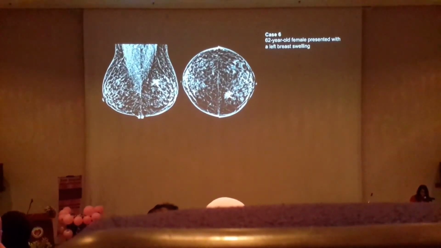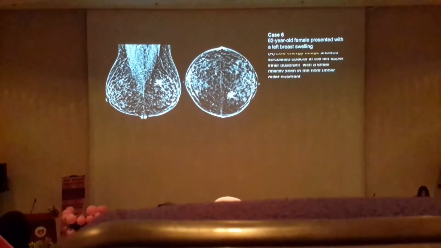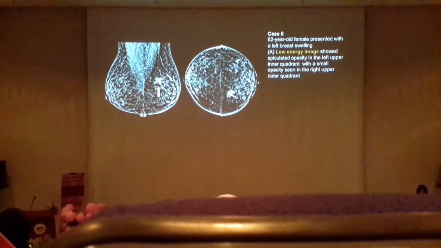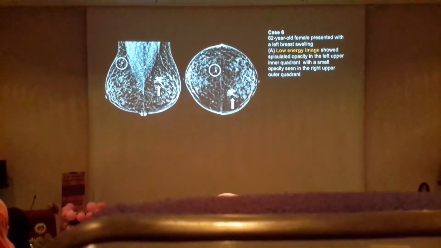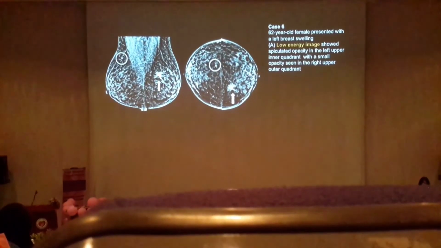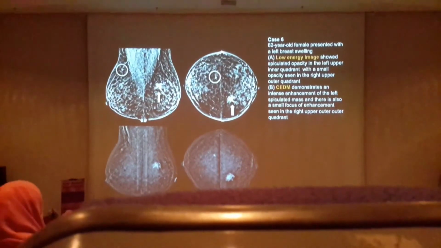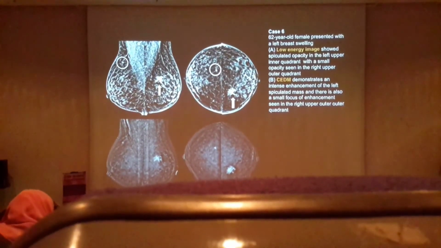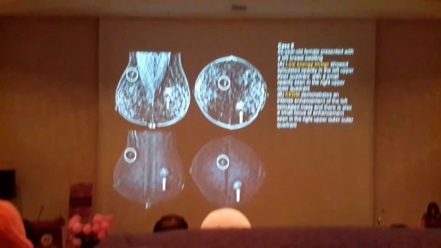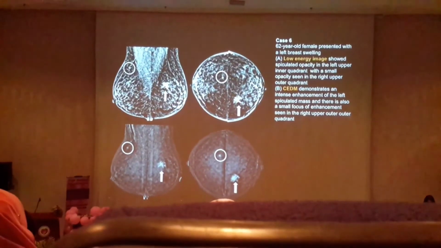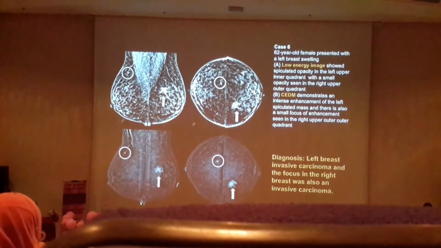So this is another case, a 62-year-old female presented with a left breast mass. We can all see the mass in the left breast. We did a contrast. We noticed a small little density in the right breast, in the upper outer quadrant, but we couldn't find it on ultrasound. We did an ultrasound again and managed to find the lesion. There was an intense enhancement of the focus on the right side. We did a biopsy and it turned out to be bilateral disease in this case. She had a left breast invasive carcinoma and the focus was also an invasive carcinoma.